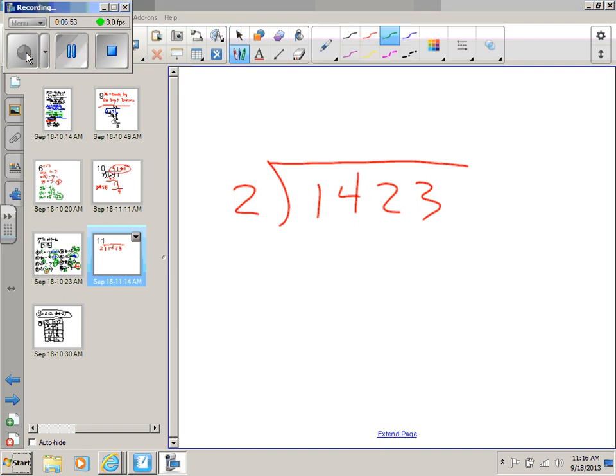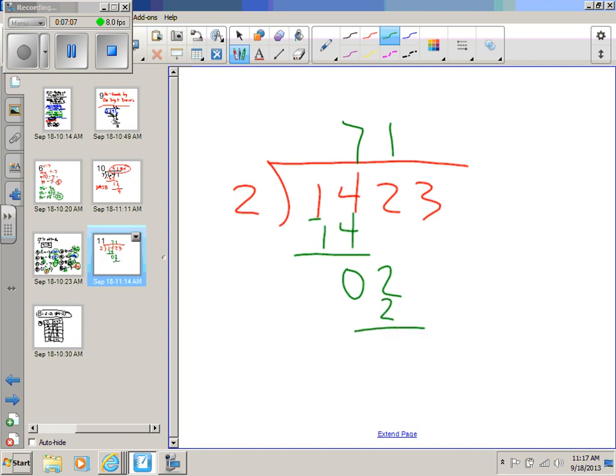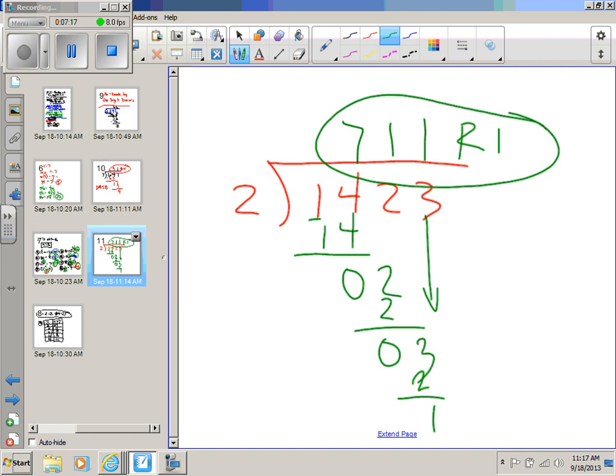It's 2 going into 1. Desriana, how about 14? How many? So 7 over the 4, and 14, right? And that would be 14. Drop the 2. How many times does 2 go into 2? Once. 0. Drop the 3. Would be another 1. 1 left. Okay, 711, and 1.